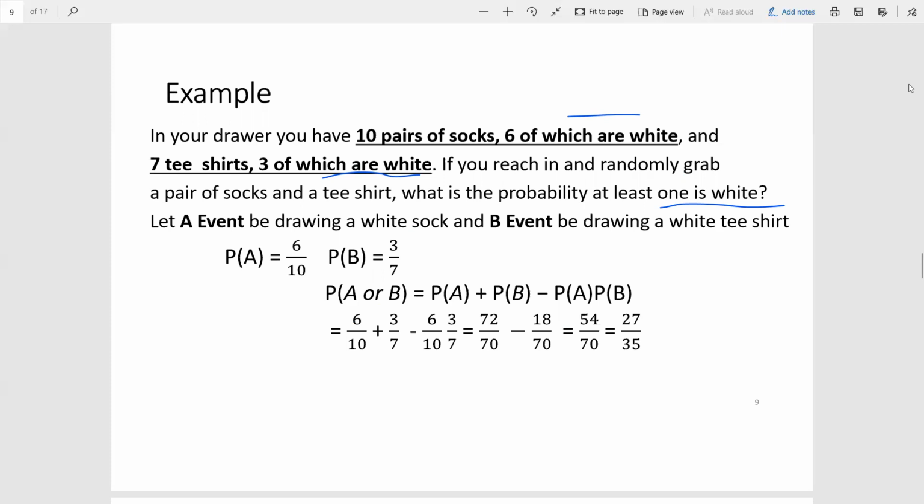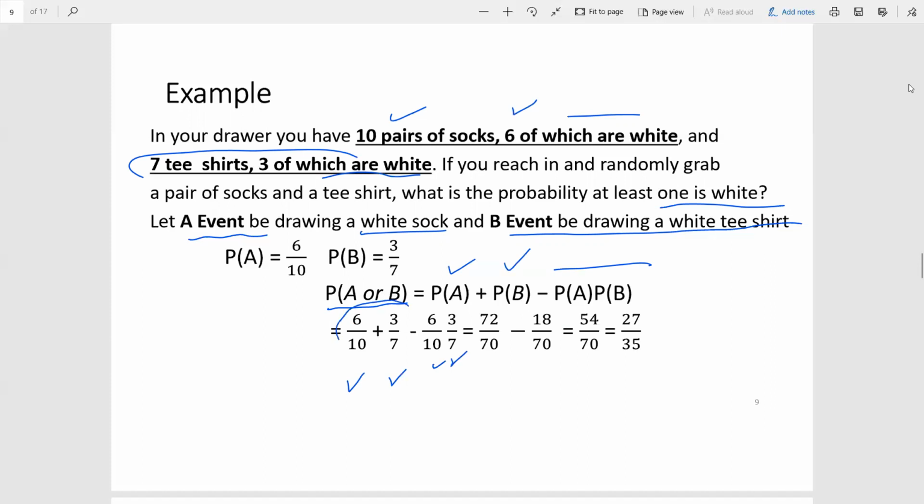Well, let A be the event of drawing a white sock and B be the event of drawing a white t-shirt. The probability of A is 6 out of 10. The probability of B is 3 out of 7. So the probability of A or B is you add up the probability of A plus the probability of B, which is 6/10 plus 3/7. And then you have to subtract off the product of the two probabilities, which is 6/10 times 3/7.